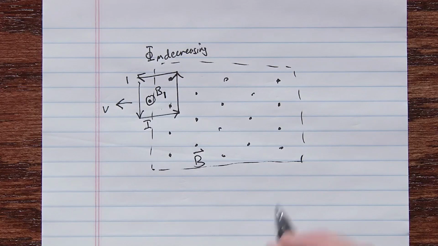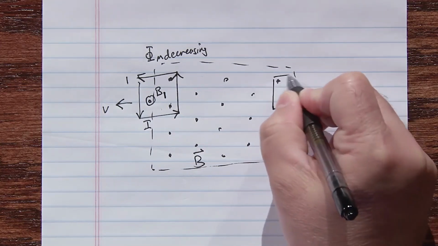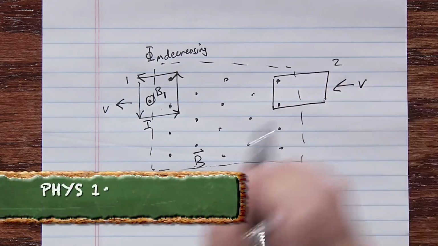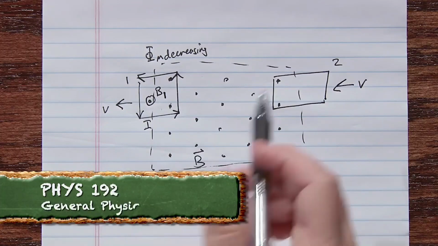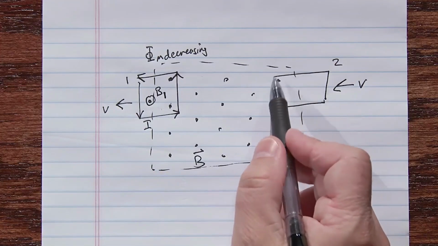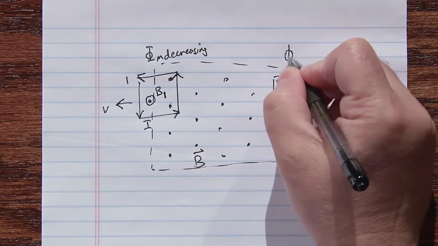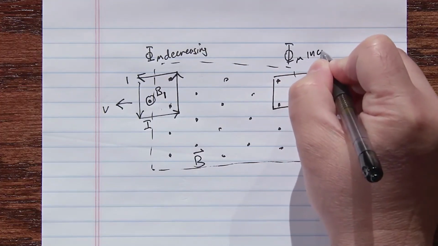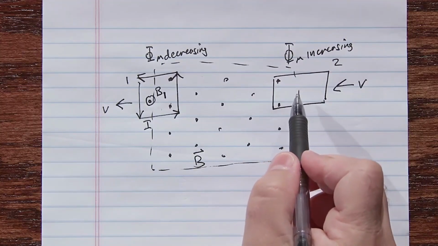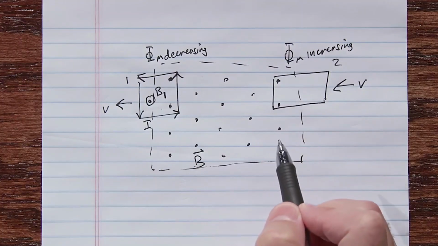Let's take a look at the second loop, which is also moving to the left, but it's moving to the left into the magnetic field. Now, as this loop moves to the left and gets more and more in the area where there's a magnetic field, the magnetic flux through this loop is increasing, as it gets more and more of this magnetic field through its area.